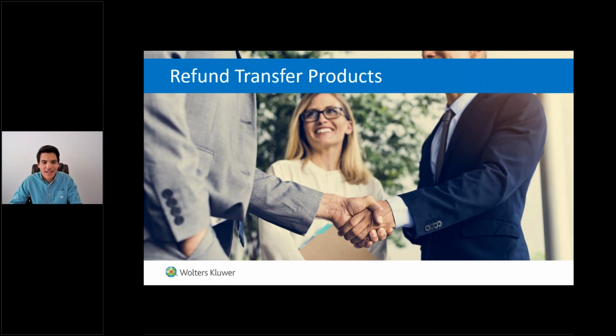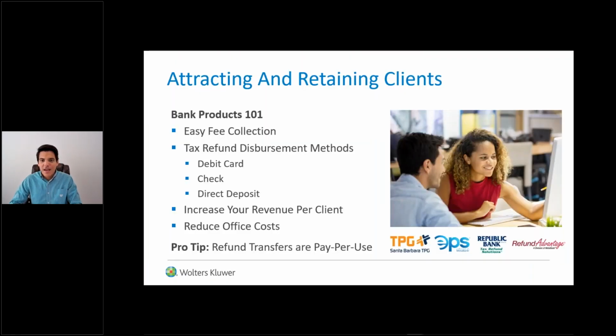And if you can go on to the next slide, I'll just review some of the benefits of offering refund transfers, commonly known as bank products. The main benefit is that you can deduct your tax preparation fees from your customer's tax refund. That means if their tax refund is going to be, let's say, $3,000, that amount will go to the bank partner that you choose, either TPG, EPS, Republic Bank, or Refund Advantage. From there they'll disperse your tax preparation fees to your account, the remainder of the refund to the taxpayer's bank account or check if you choose to print it in the office, and any associated fees will go to where they need to go.